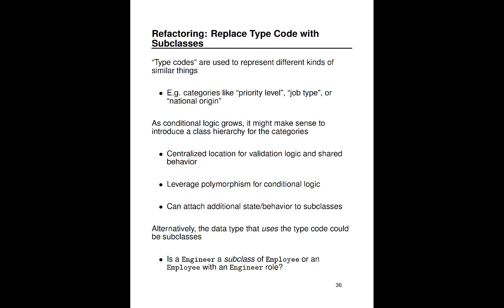Alternatively, it might make sense to subclass the type that uses the type code for each individual class of the type code. So for instance, if you're modeling an engineer, should an engineer be a subclass of an employee, or should it be an employee with an engineer role? There isn't a hard and fast answer. It all depends on what makes sense at the time.